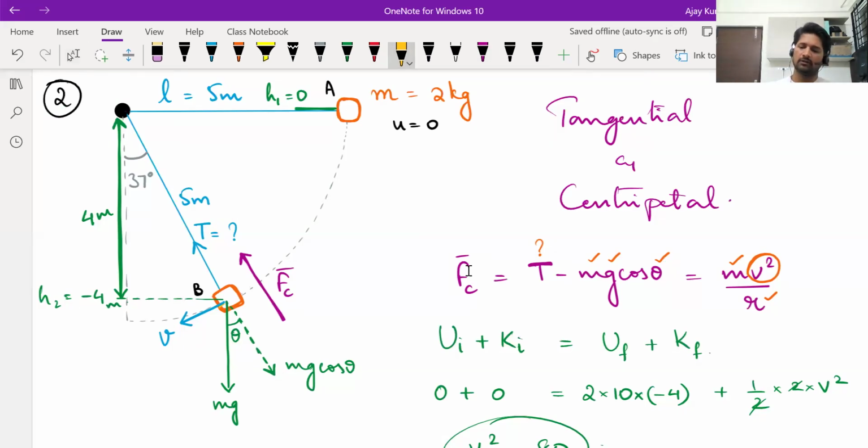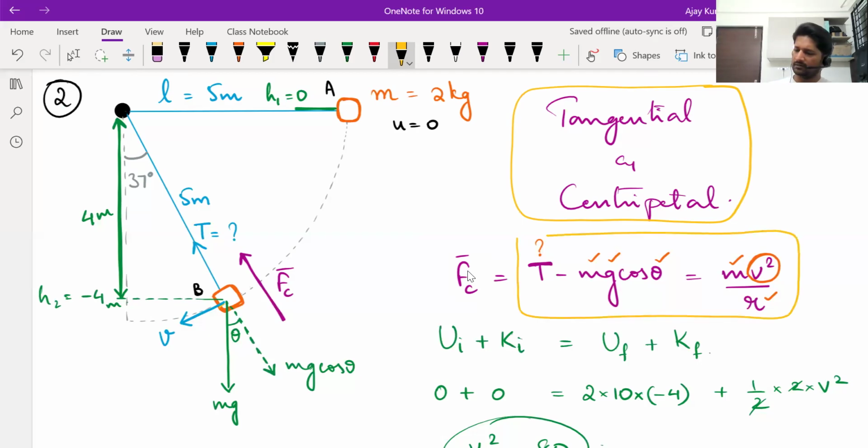Whenever an object moves in a curved path, you should automatically start thinking in terms of tangential and centripetal force directions. And you will see that tension is acting in the radial direction, means centripetal. So in the equation for centripetal force, tension will be present. So that equation is what we wrote here. But the formula for centripetal force is mv square by r. So to calculate tension, you first had to calculate the speed of the block.